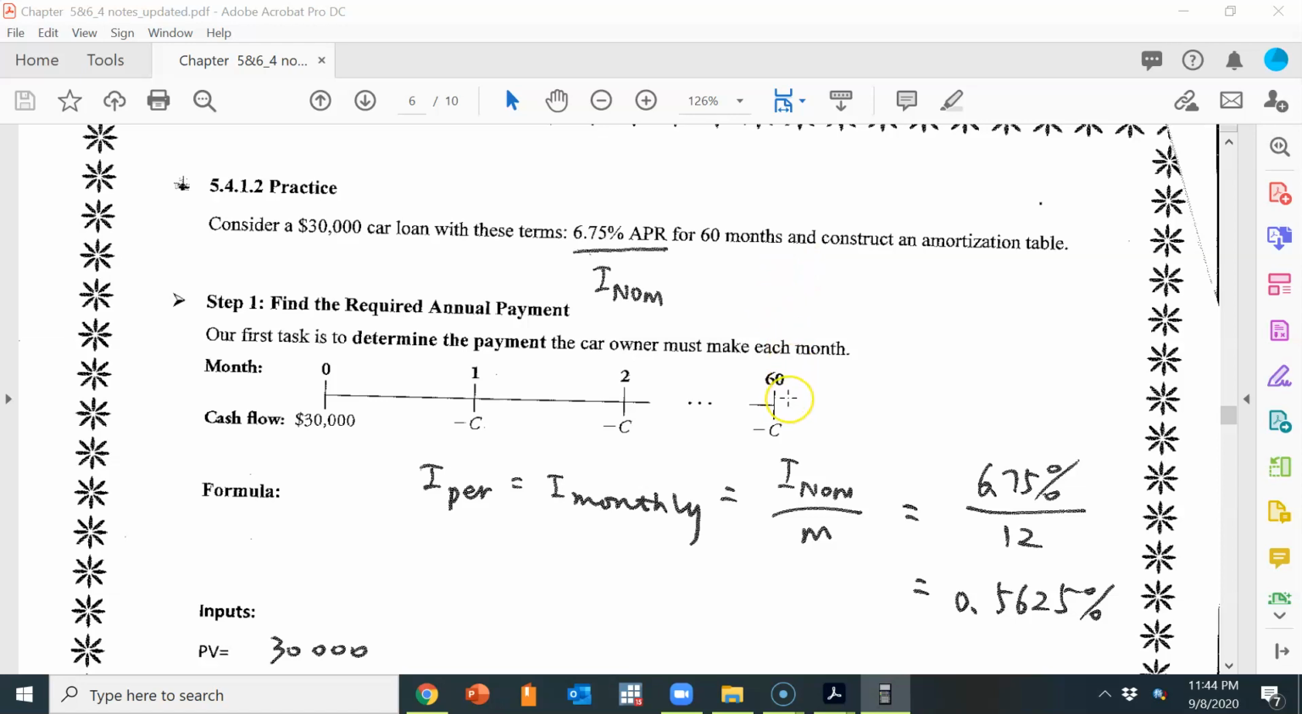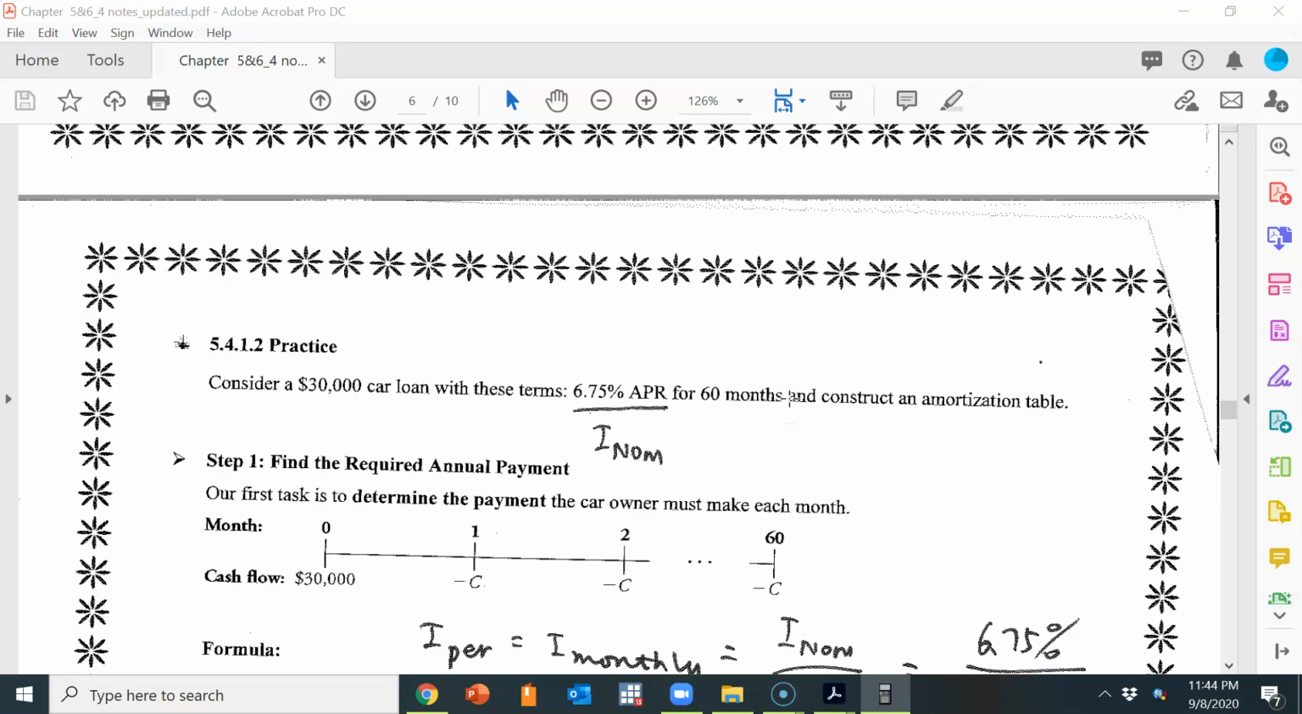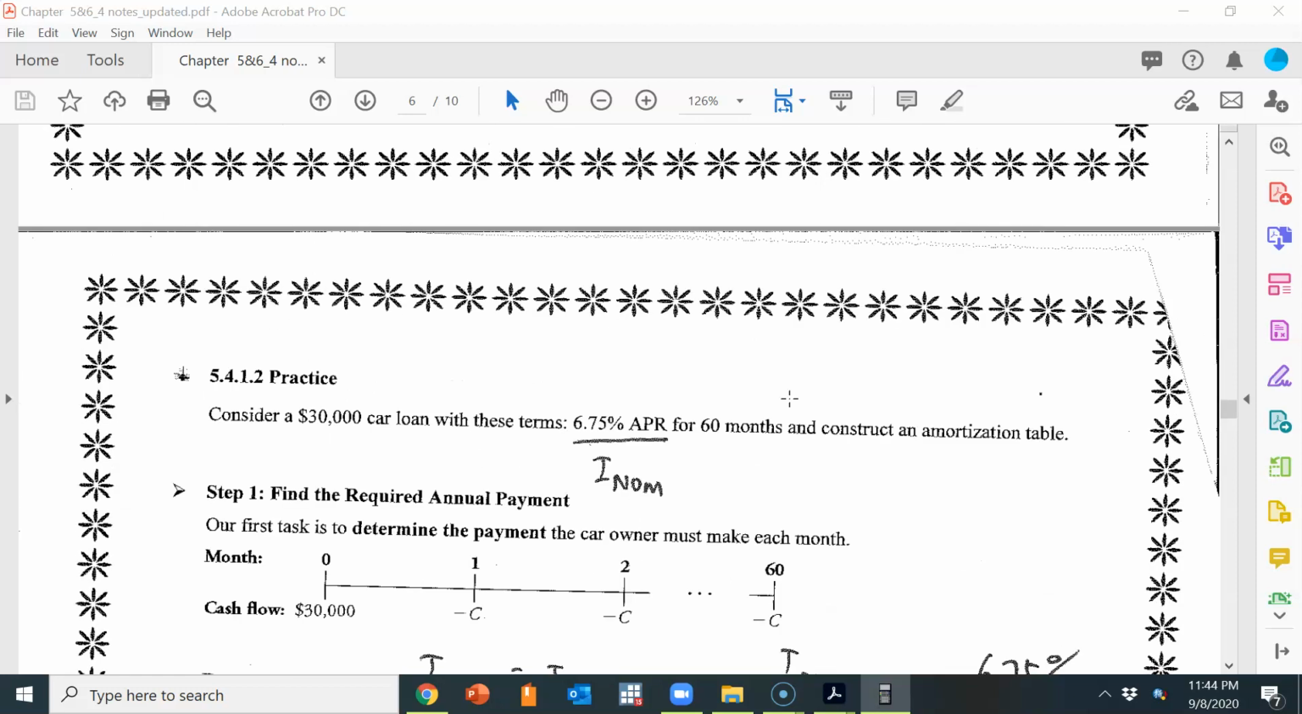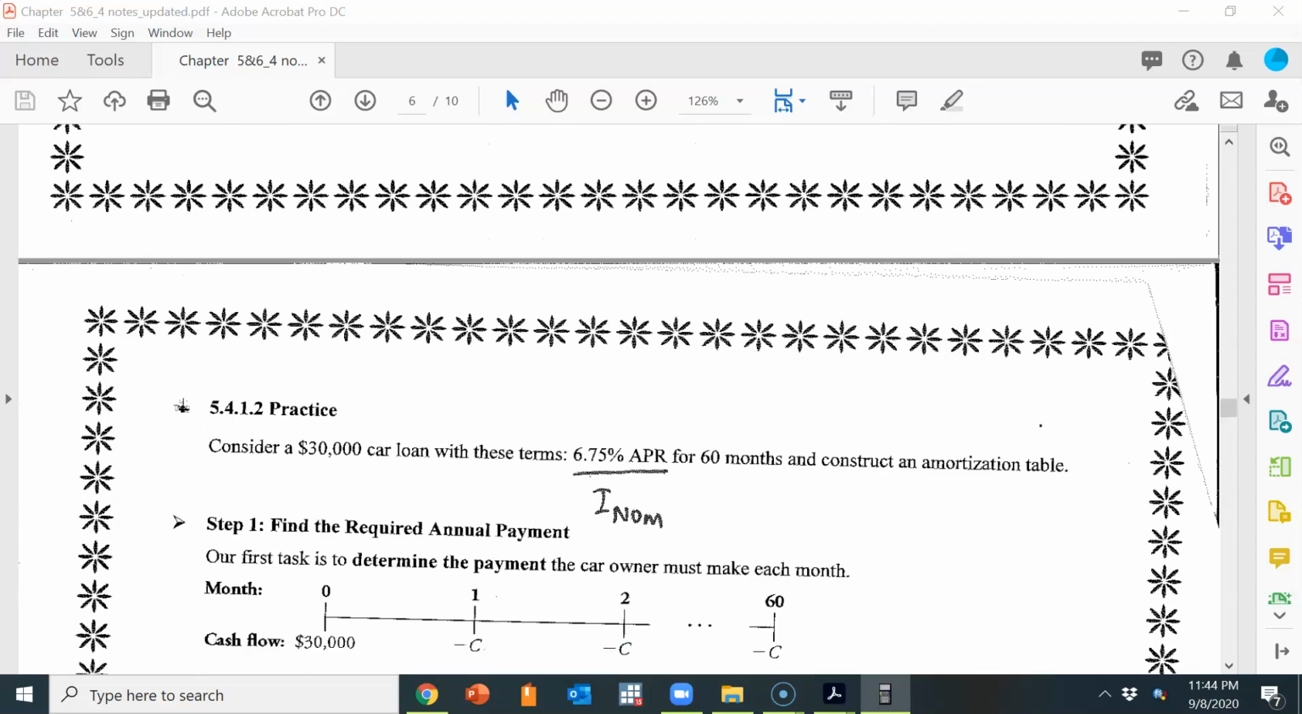How should we solve this question? Maybe you can challenge yourself. Before looking at the answers here, please try to solve the question yourself. Try to think about what the nominal rate is and what the periodic rate is for this question, and what rate you are going to use to calculate the annuity or the payments for this loan.